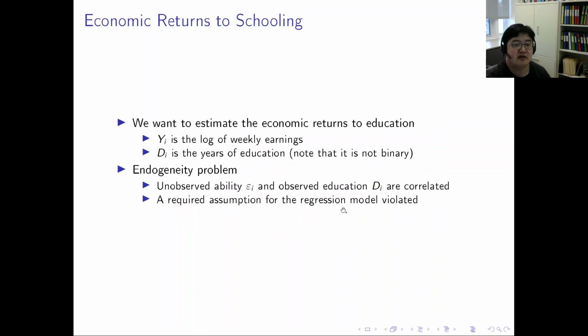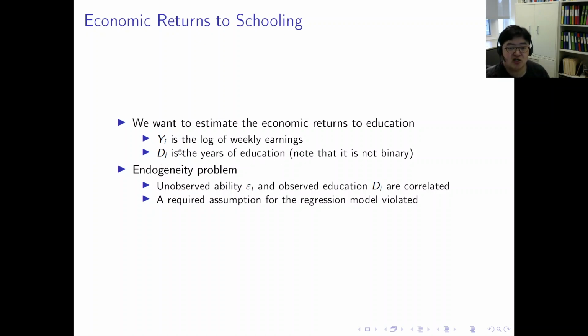Okay, so then let's go back to our example with the real data. We would like to estimate returns to education, and y, the outcome, is the log of weekly earnings, and d is the years of education. By the way, this data is from the 1980 census, so it's 1980 data, and for education, we are considering those who were born in the 1930s. So it's pretty outdated data, but I'm just replicating the example in the textbook.